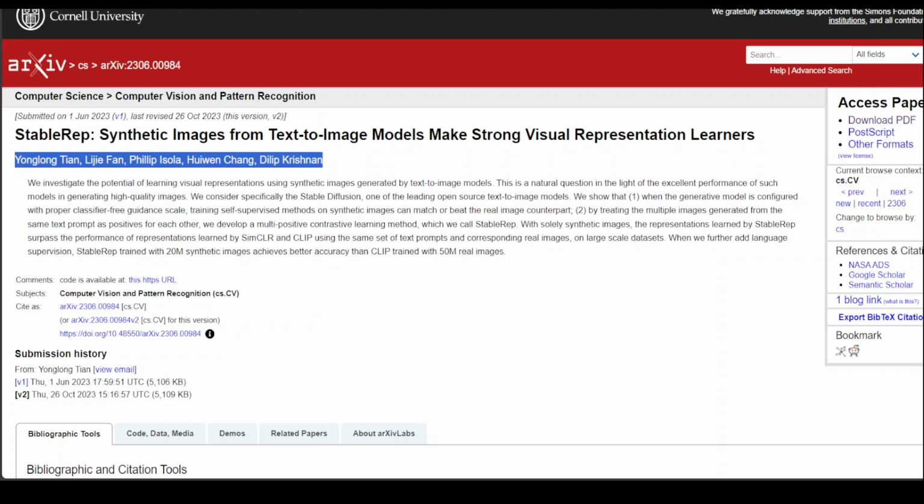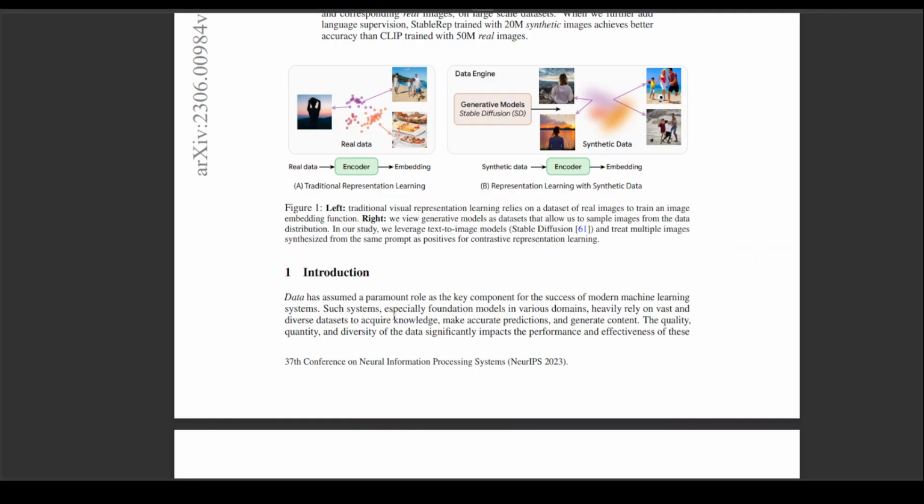StableRep is a self-supervised method that trains vision transformers on images generated by Stability.AI's Stable Diffusion image generator. So the thing is that the models that employ a contrastive loss learn to represent examples as more or less similar. For example, images that depict a particular object are more similar to each other, and images that depict other objects are less similar to the first group. If you go into their paper, they have this example about traditional representation learning and also learning with synthetic data.